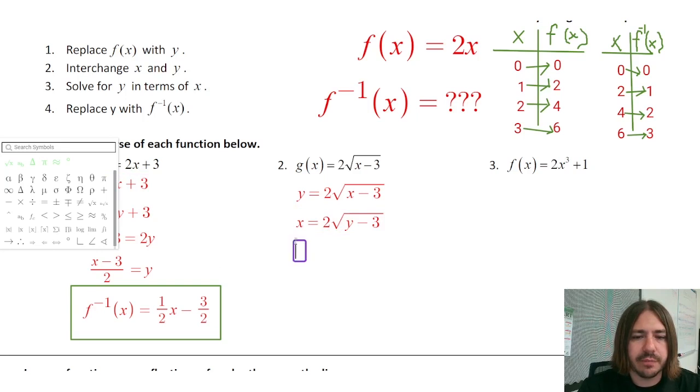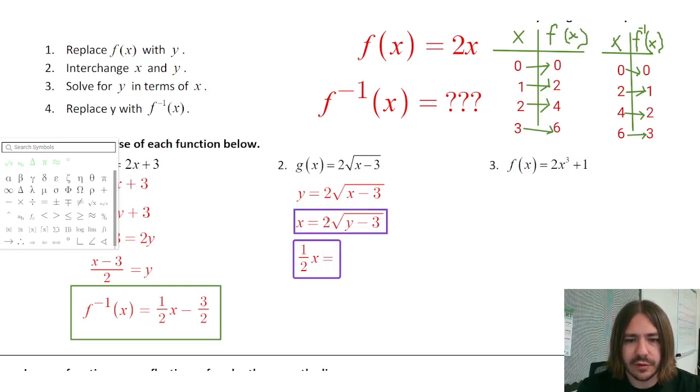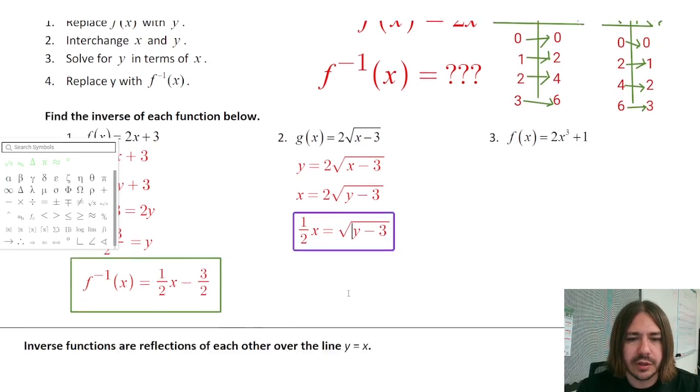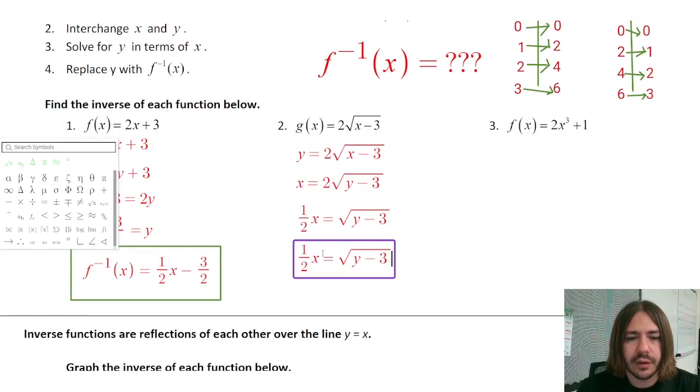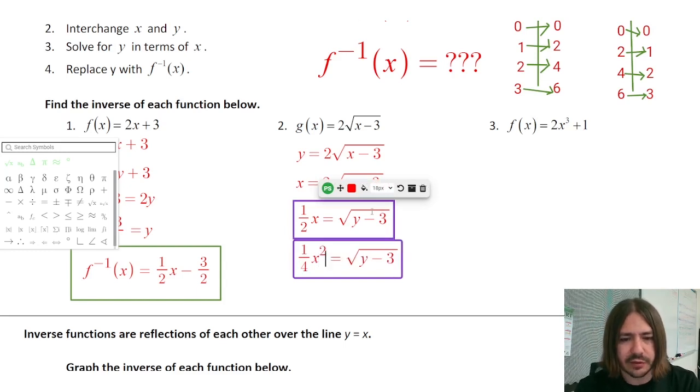So first, I'm going to divide both sides by 2. I'm just going to write that as 1/2 x instead of x divided by 2, equals the square root of y minus 3. Now I need to square both sides to get rid of that square root. So to square both sides here, I'm going to have 1/2 squared, which is 1/2 times 1/2. It's going to be 1/4. Then x times x is x squared.